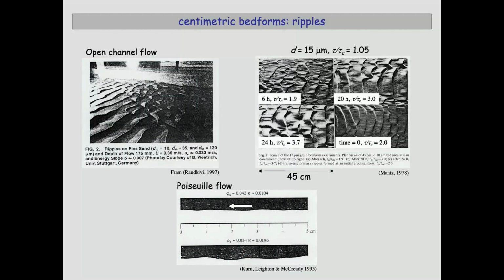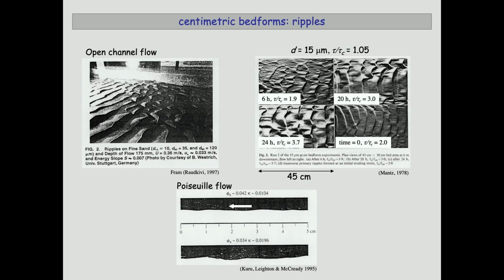So, for example, you have here a picture of ripples in an open channel flow with sand, where typically the sand diameter is about 100 microns. Here you have ripples with much smaller particle diameter, which means that even if the flow is turbulent, the grains are embedded in the viscous sublayer, in the laminar flow, which shows that turbulence is not an essential feature for the growth of ripples.